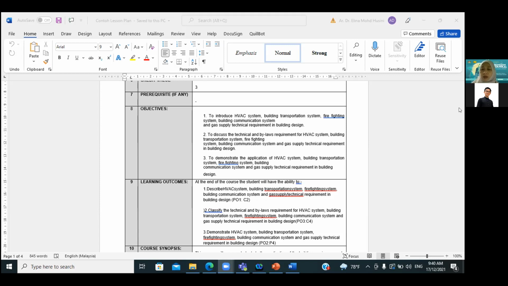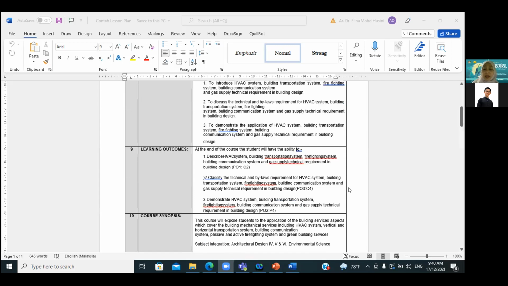So when you are using the aircon, there is also a gas supply. That is also why you may see there are many types of piping sizes, the smallest and also the biggest, and you are also introduced to the water system in the building design. And at the end of the day, that is the learning outcome, as you may see here.